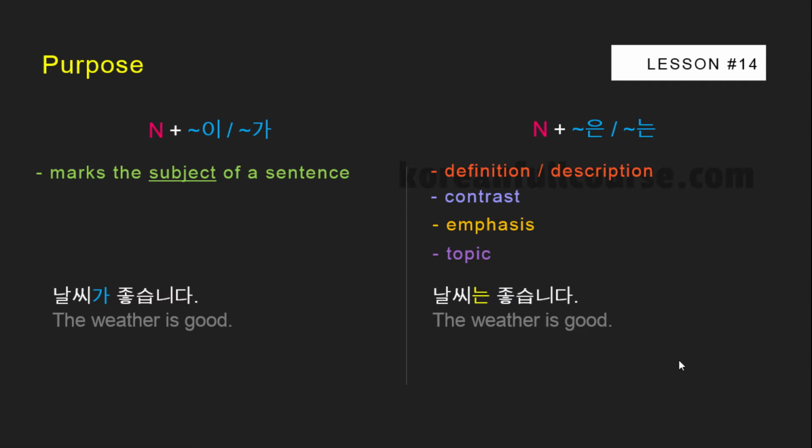What do you think? Which of these two sentences is correct? 날씨가 좋습니다 or 날씨는 좋습니다? Well, both sentences are correct. Just you should use them in different situations.